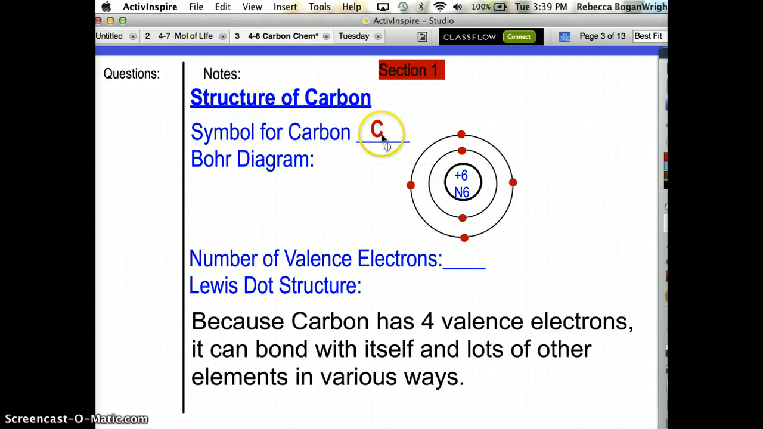The symbol for carbon is C, and your Bohr diagram should look something like this. 6 protons, 6 neutrons, and 6 electrons. But carbon has 4 valence electrons on the outermost shell, so the Lewis dot structure will look like this. Here's a huge part of the answer to our essential question. It's because of those valence electrons that carbon can bond with itself and lots of other elements in various ways.